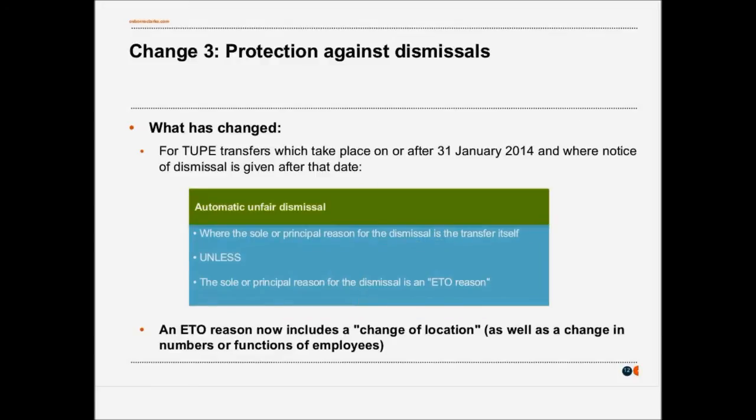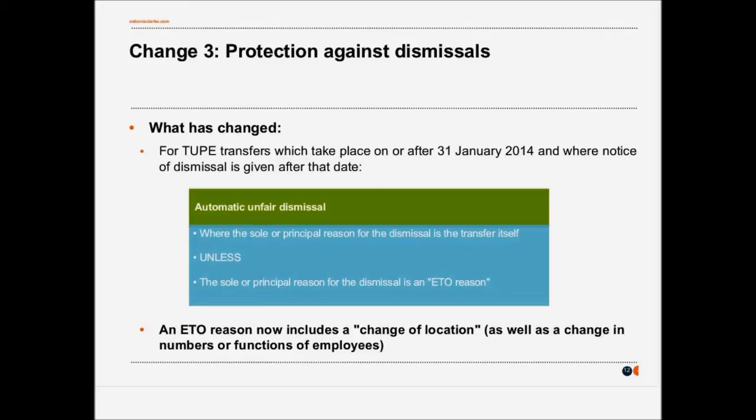So what's changed? Well, for TUPE transfers taking place on or after the 31st of January, and where notice is given after that date, the question is really whether the sole or principal reason for the dismissal is the transfer itself. So that's the only thing that one needs to concern oneself with. And if it is, then it will be automatically unfair unless one can show that there is an ETO reason.